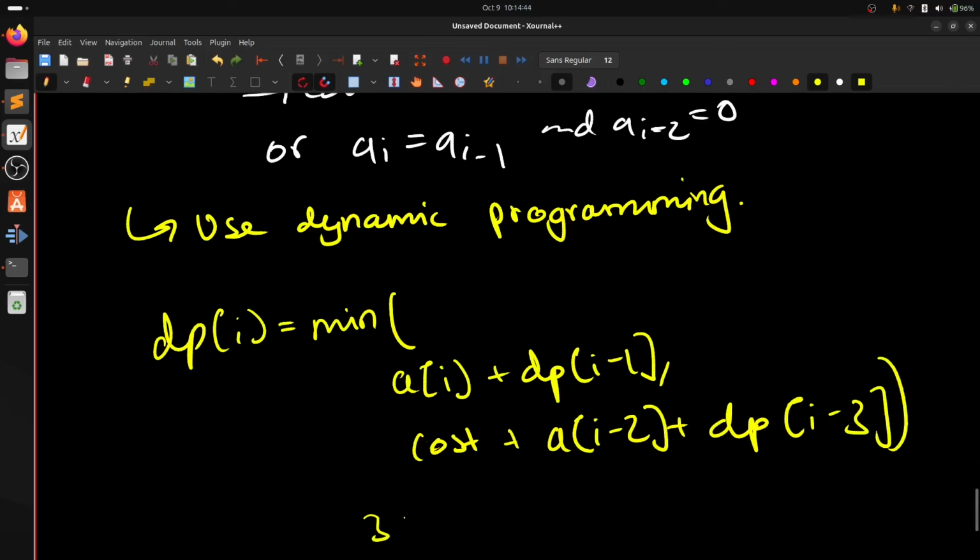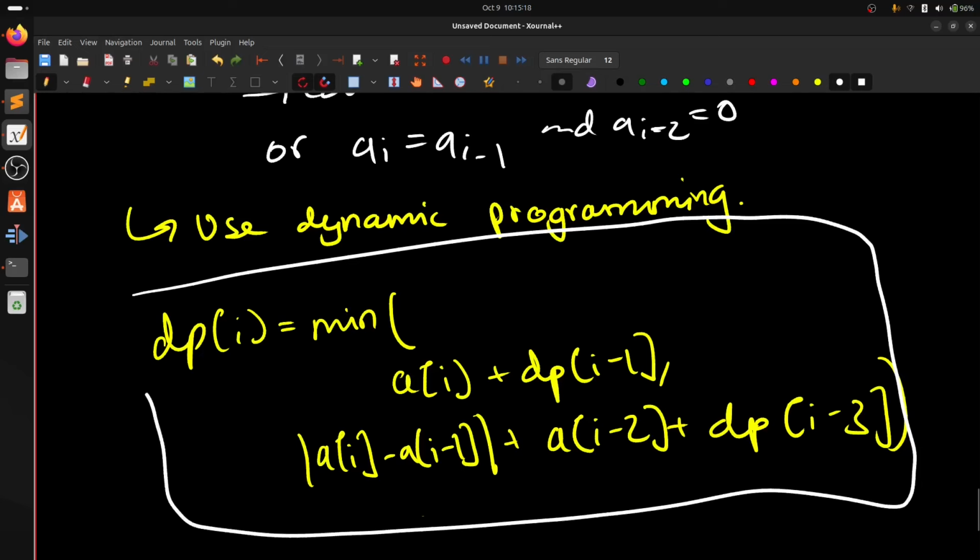What will be the cost? If we want to make two elements equal, like 3 and 5, we can make them equal to the midpoint, which is basically 4. So this will be one from this side, one from this side. So the cost will be the difference between them to make them equal. We can write abs of a of i minus a of i minus 1. So this is our DP transition.